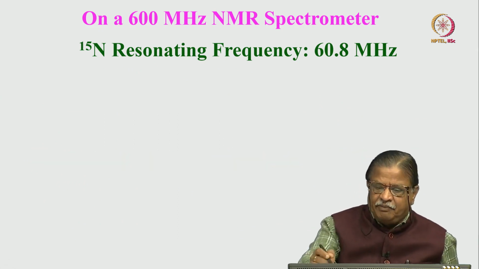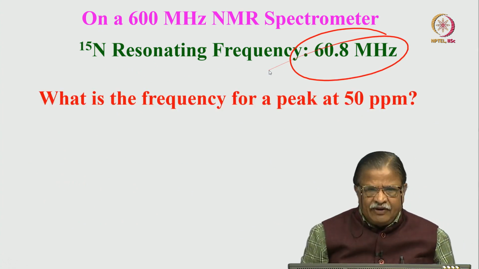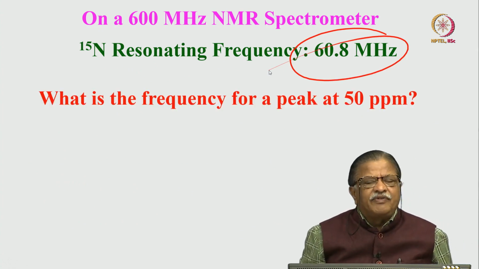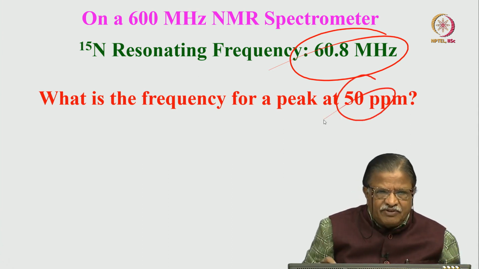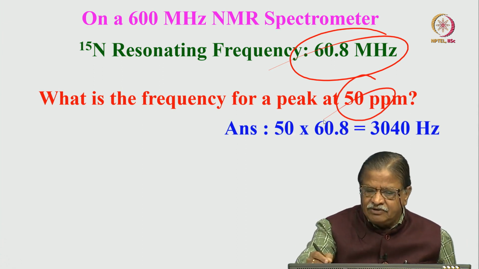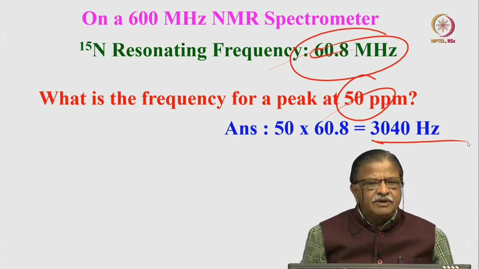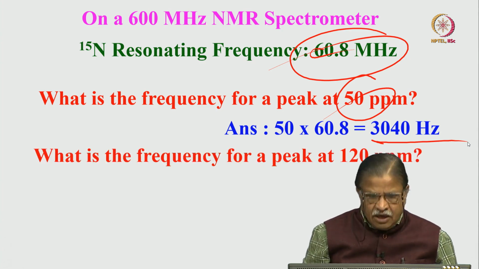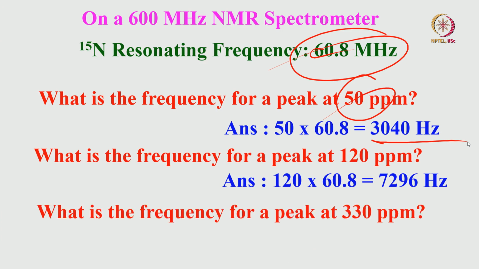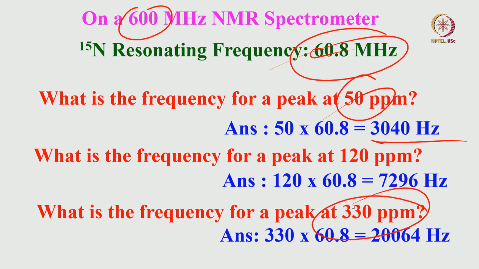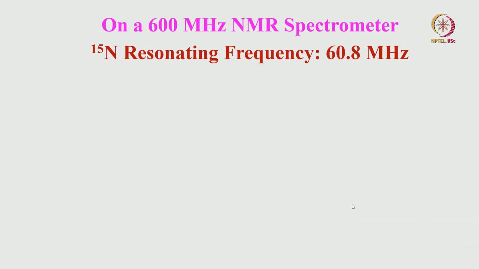Okay. So, we can ask the question, let us say nitrogen 15 is resonating at 60.8 megahertz in a 600 megahertz. If I ask you the question, what is the frequency of a peak at 50 ppm? Now I know the value in ppm. How do you express in frequency? You have to multiply this by the resonating frequency, then its frequency is 3040 hertz. What is frequency of a peak at 120 ppm? This is 7296 hertz. Like that, another peak which is coming at 330 ppm in nitrogen 15 on a 600 megahertz spectrometer, its value is 20,064 hertz. This is how we can start converting.